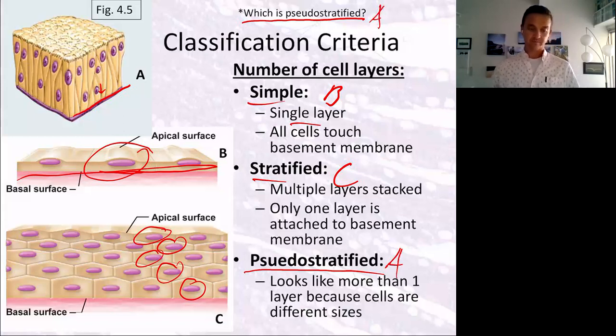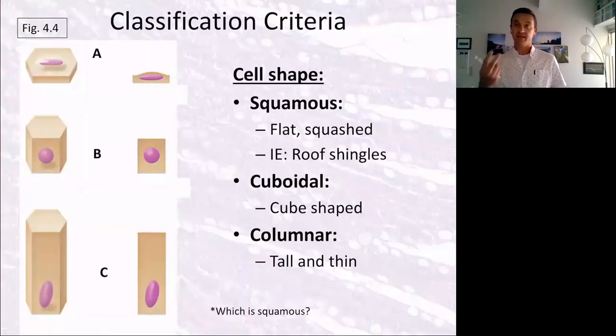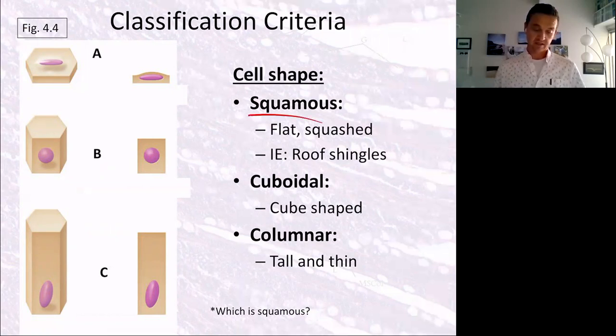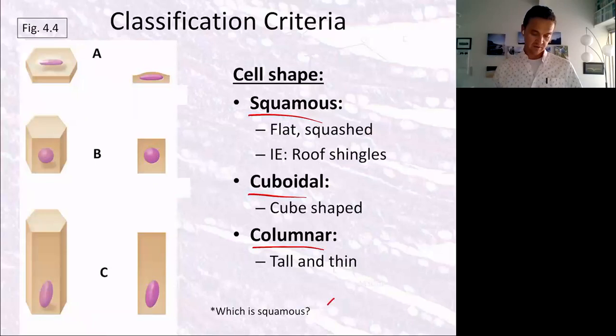Okay. All right, so the second way that we classify epithelial tissue is by the shape of the cell. The cells can be either flat, which we would call squamous, cube shaped, which we would call cuboidal, or tall and thin, and we would call them columnar. So you can match those up. Which one is squamous there? The answer will be this one, right? A. So cell shape, A for squamous, B for cuboidal, and C for columnar.